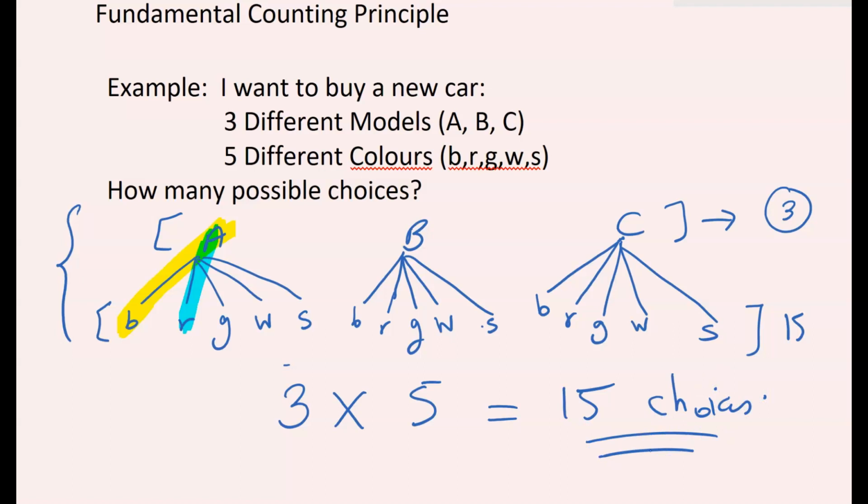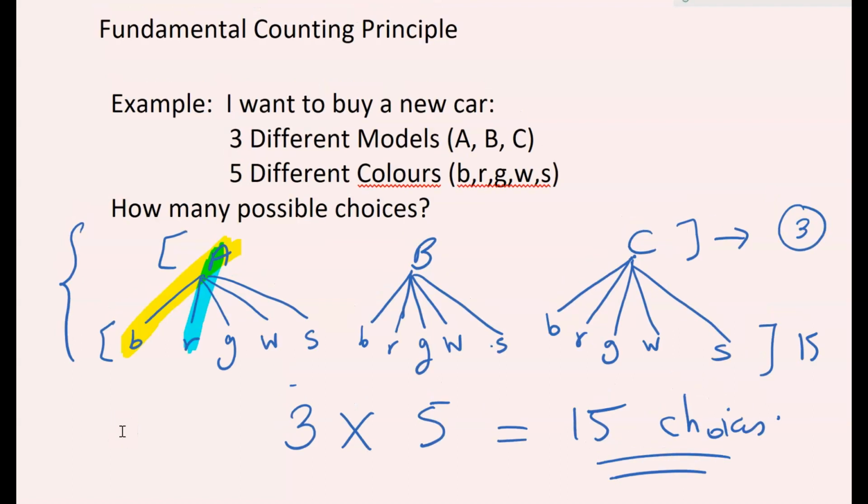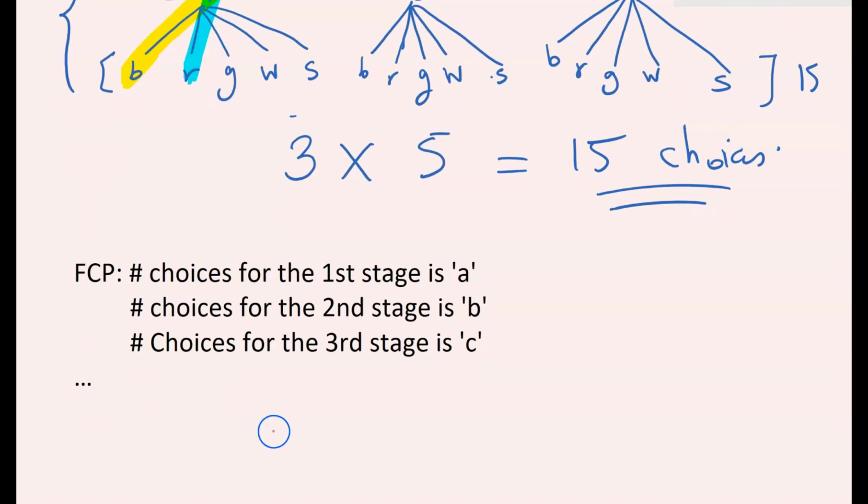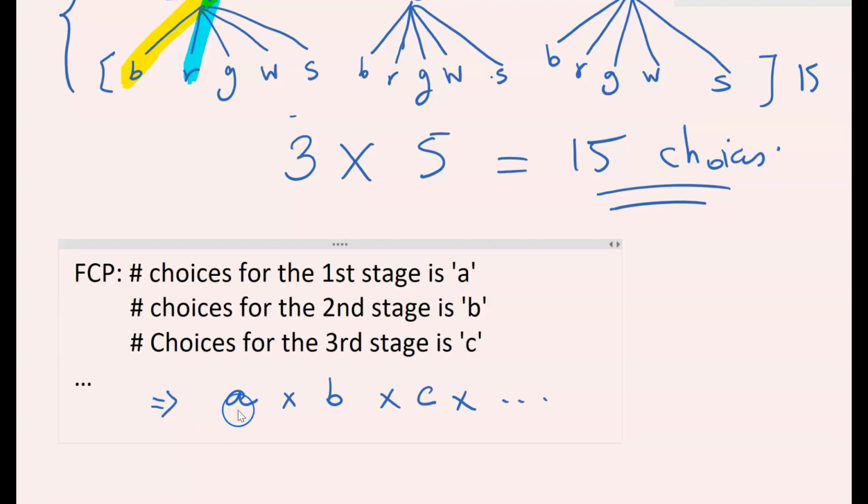This is actually called the fundamental counting principle, which says that if you have A choices for the first stage of your choice, B choices for the second stage, and C choices for the third stage, and so forth and so on, the total possible choices that you will have is given by A times B times C times ... however many possible choices you have on any given stage. And that is called the fundamental counting principle.